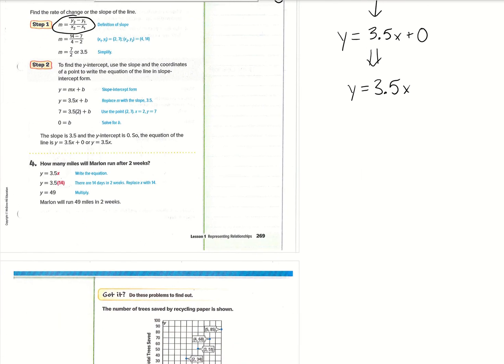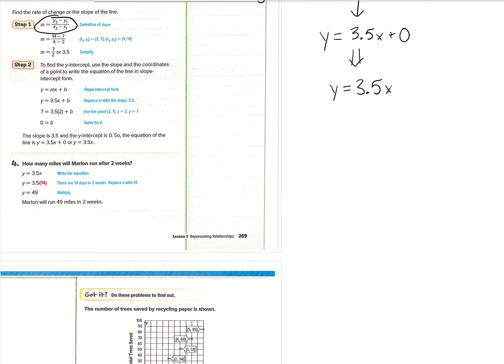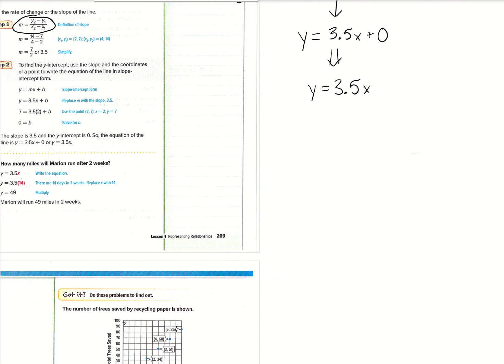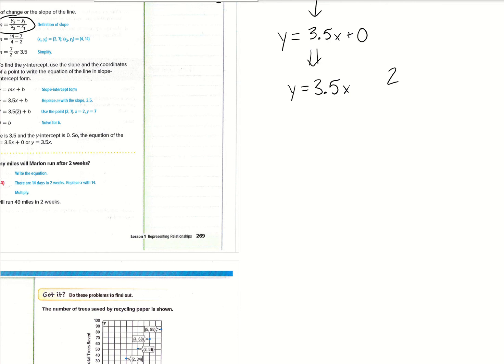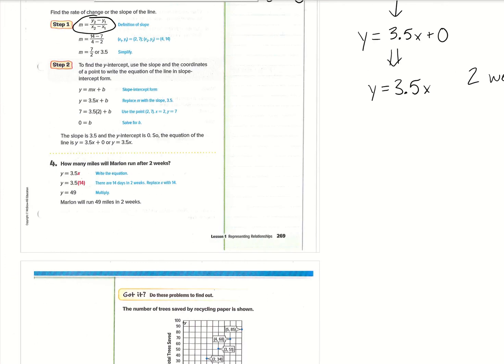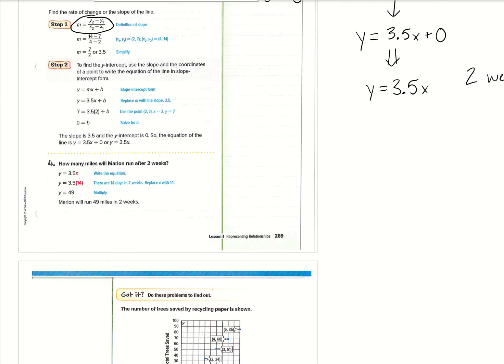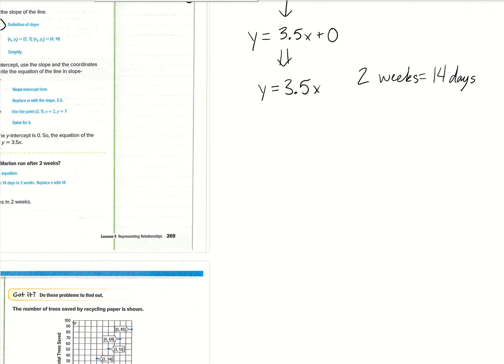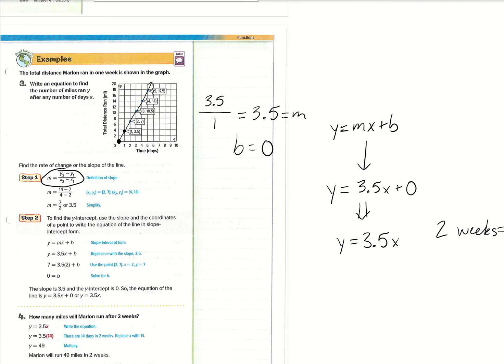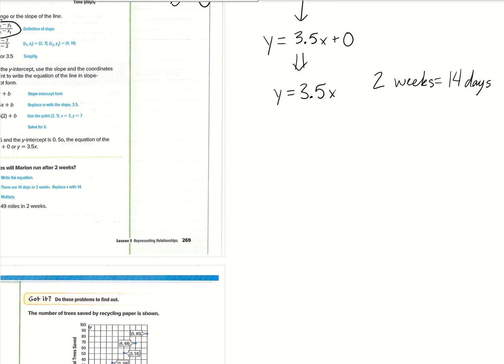And then if we look at example 4, we're now going to use this equation that we just found to find out how many miles he's run after 2 weeks. All right, so 2 weeks equals 14 days. Okay, because there's 7 days in a week. Hopefully you're aware of why 2 weeks is the same as 14 days. All right, and they're talking about the number of days he's run. Okay, so now we can plug in 14 days for x.